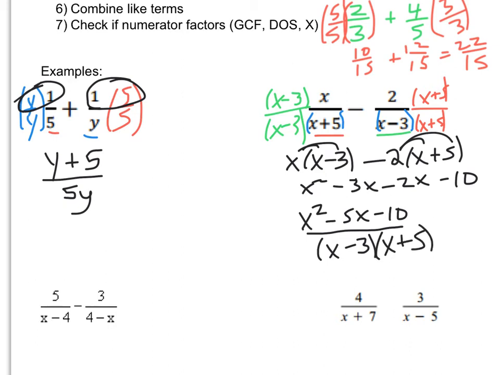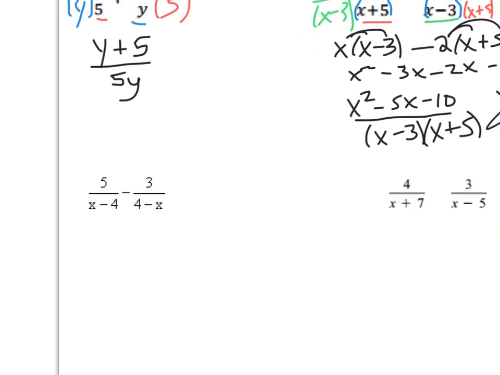Now we do want to check, see if our numerator factors. Is there something that multiplies to negative 10 and adds to negative 5? I only have 10 and 1 and 2 and 5, so that's not going to work. And my problem is totally done.